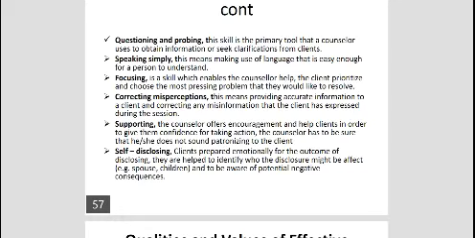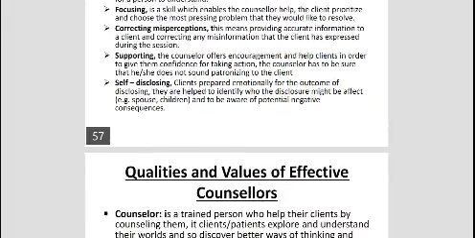Supporting: the counselor offers encouragement and help to the client in order to give them confidence for taking action. The counselor has to be sure he or she does not sound patronizing to the client. Self-disclosing: the client is prepared emotionally for the outcome of disclosing. They are helped to identify who the disclosure might affect and to be aware of potential negative consequences. Examples are spouse, children, etc.